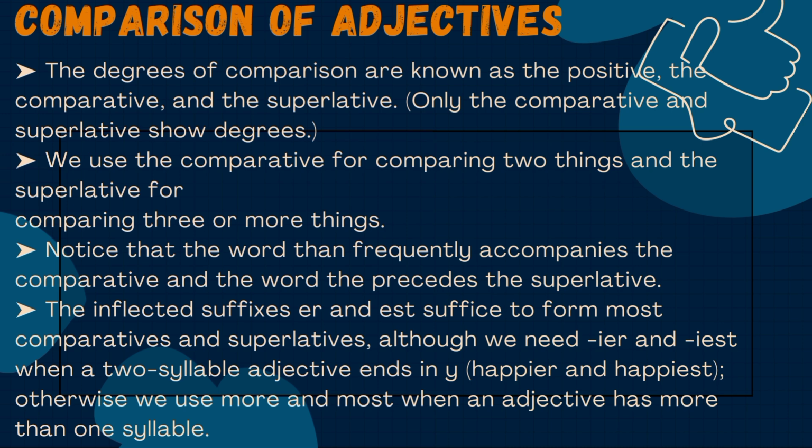Comparison of adjectives. The degrees of comparison are known as the positive, the comparative, and the superlative. The comparative and superlative show degrees. Ang mga antas na ito ay ginagamit upang ipakita ang antas o degree ng isang katangian. Meron itong tatlong status. Number 1 is positive.